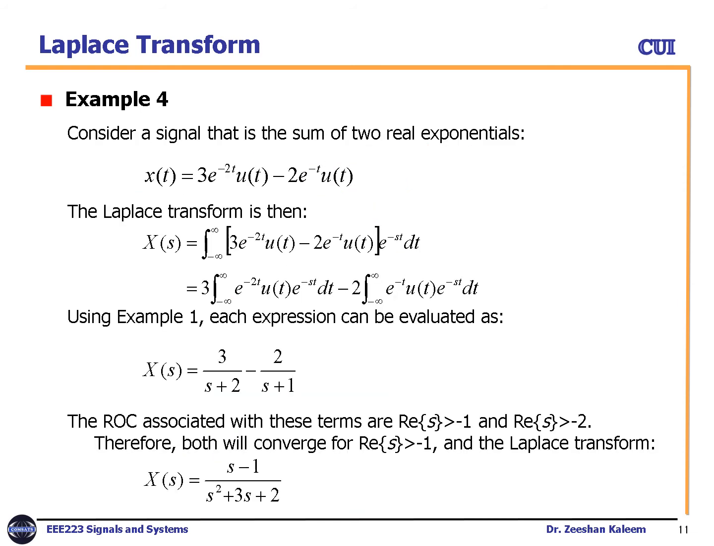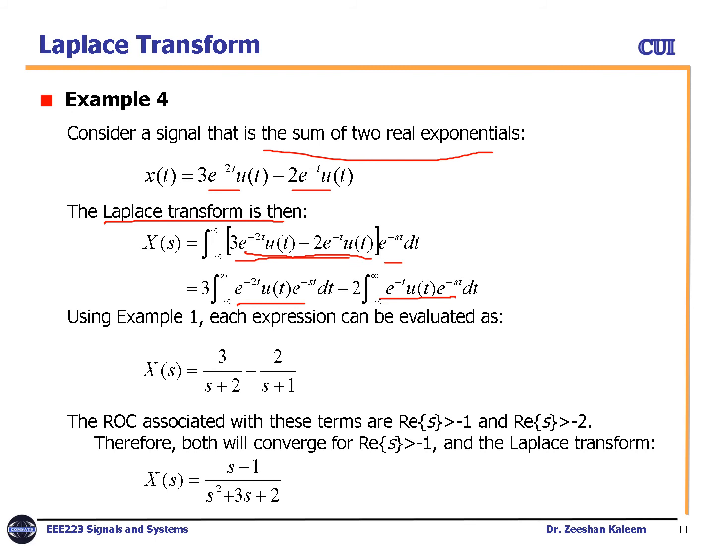This is another example. Now consider a signal that is the sum of two real exponentials. So this is one exponential, and this is another exponential. In this case, let's take the Laplace transform: 3e to the minus 2t minus this. Instead of x(t), put this one, times e to the minus st dt. Just separate these two terms. So e to the minus 2t times e to the minus st dt, minus 2e to the minus this one, right?